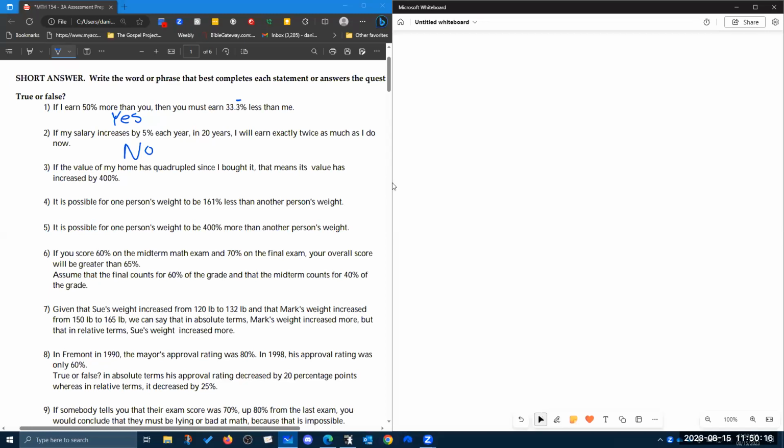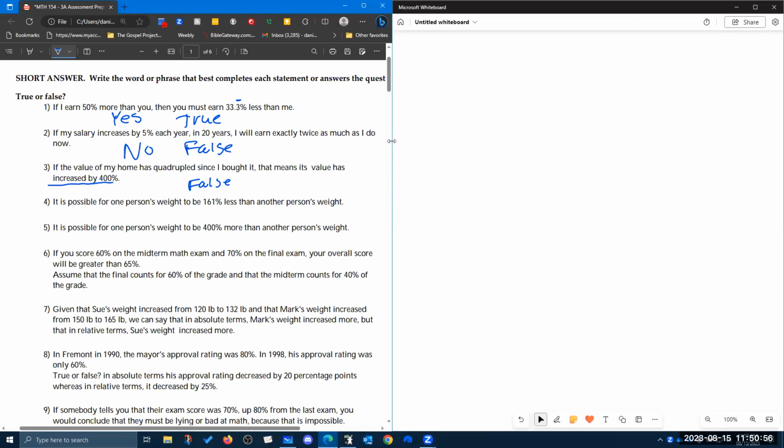If the value of my home has quadrupled since I bought it, that means its value has increased by 400%. This is false. Watch out that this says has increased by. That's not true. It has increased by 300% because you already had 100% of the value. And if the value is 4 times what it was, that's only a 300% increase to go from 100% to 400%.